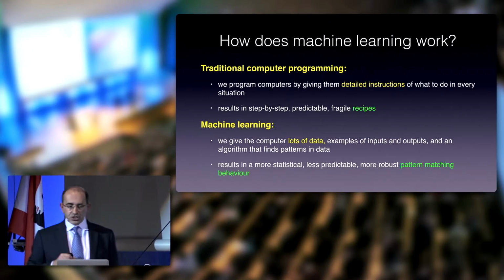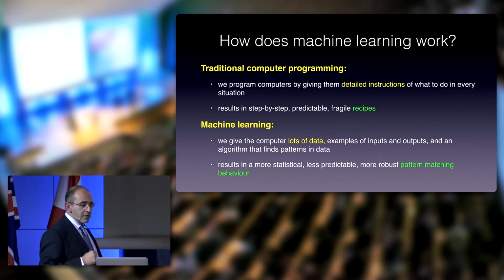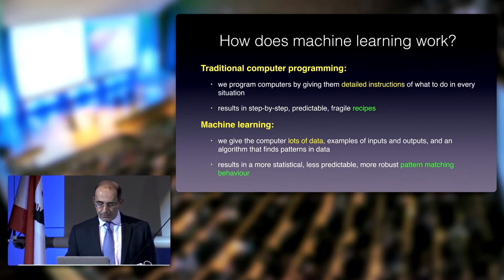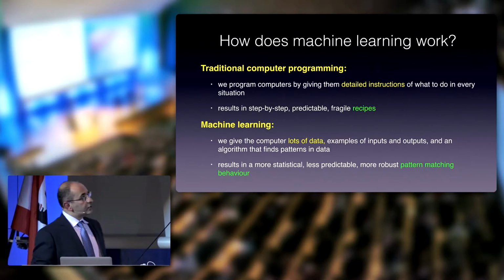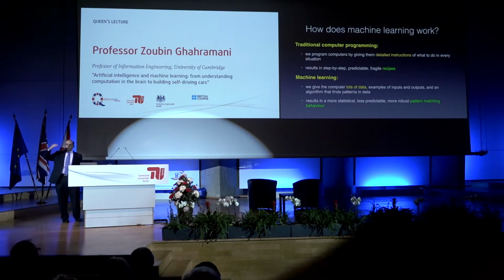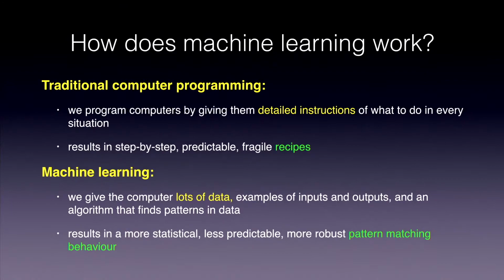Now, how does machine learning work? Let me explain it by contrasting it with traditional computer programming. So in traditional computer programming, we program computers by giving them detailed instructions, what to do in every situation. And what this results in is step-by-step, predictable, and fragile recipes. So an algorithm is simply just a recipe for the computer to follow.